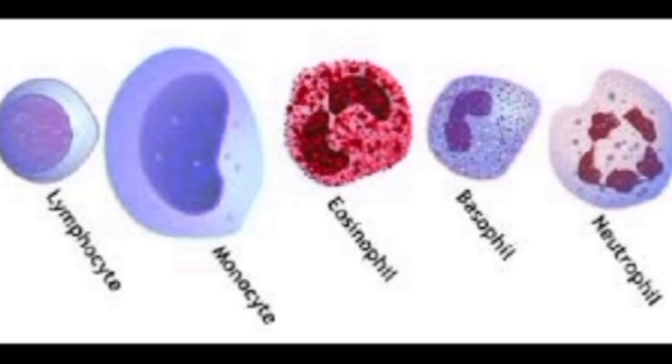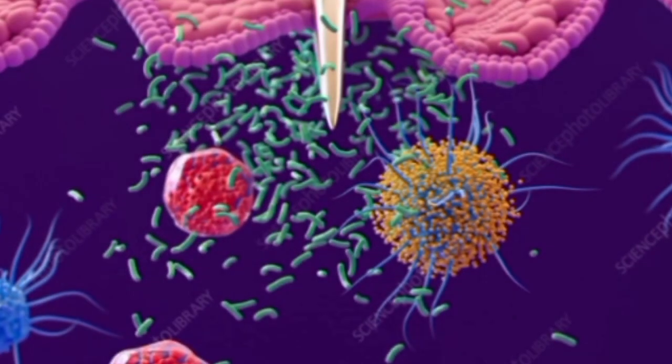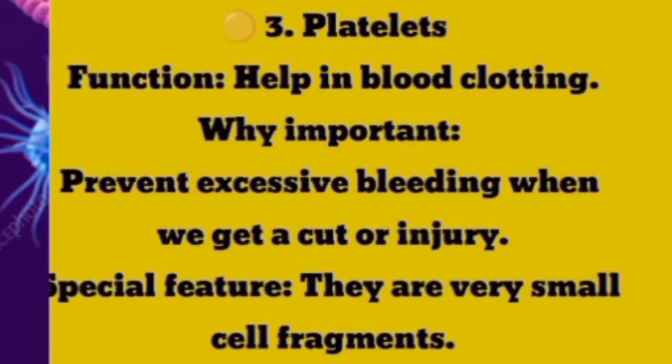Here you can see different shapes of the white blood cells: neutrophils, basophils, eosinophils, monocytes and lymphocytes. The function of all of these is to kill the germs. Here you can see how white blood cells help to kill the germs. They fight with the germs and try to kill them and protect our body from diseases.